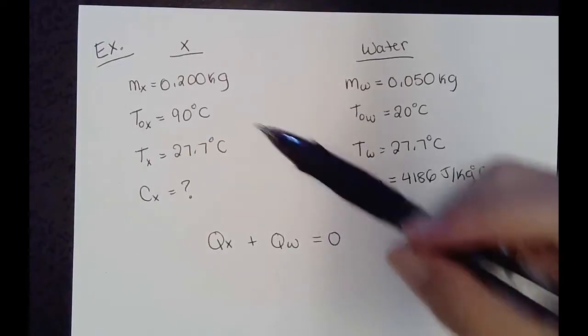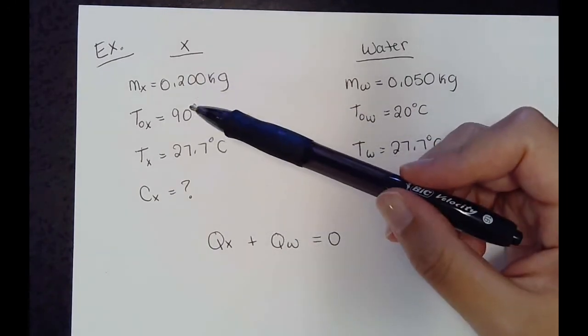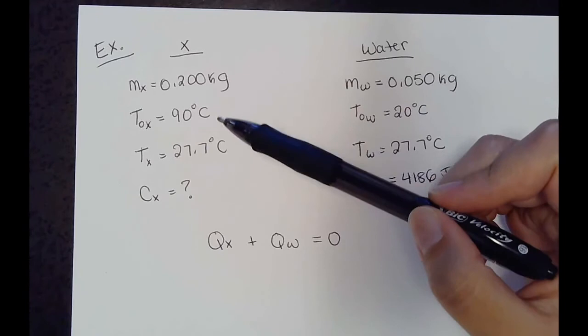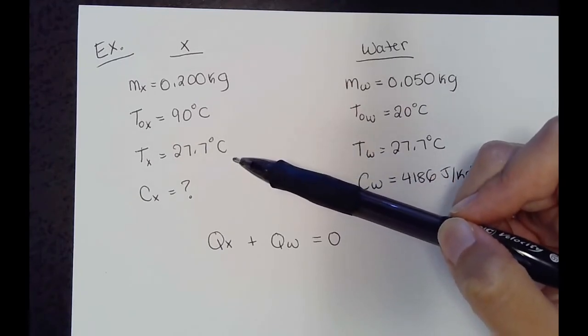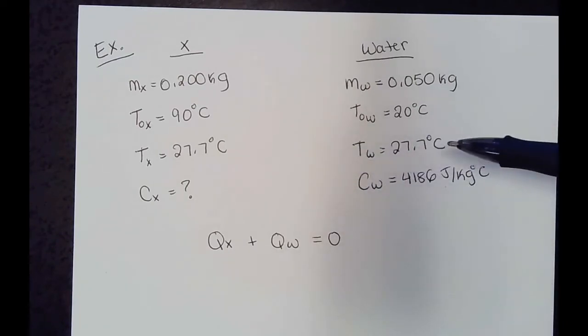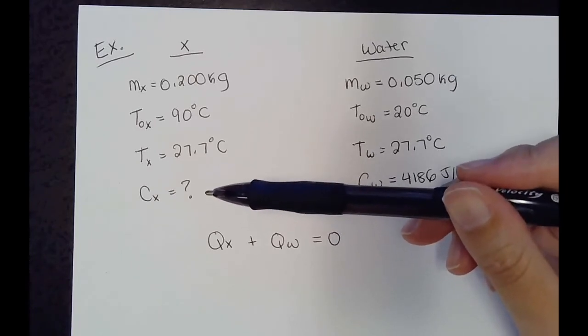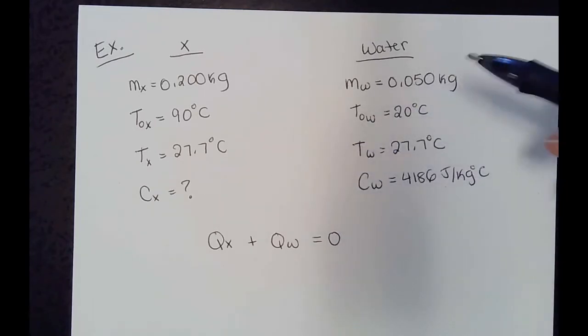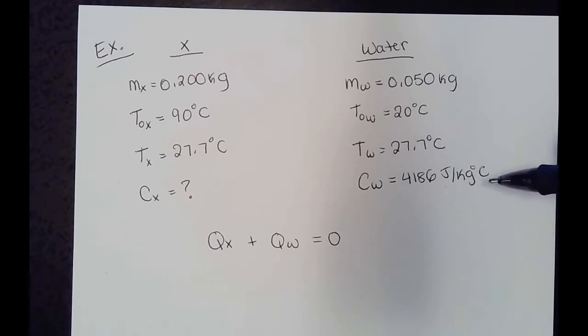Okay, so we have one unknown metal here. I'll call it X, and the mass of metal X is 0.2 kilograms, initial temperature of 90 degrees Celsius. Final is 27.7 degrees Celsius since everything must come to the same thermal equilibrium temperature. And we're looking for the specific heat Cx. Then we have the mass of water, its initial and final temperature, and we can add the specific heat of water.